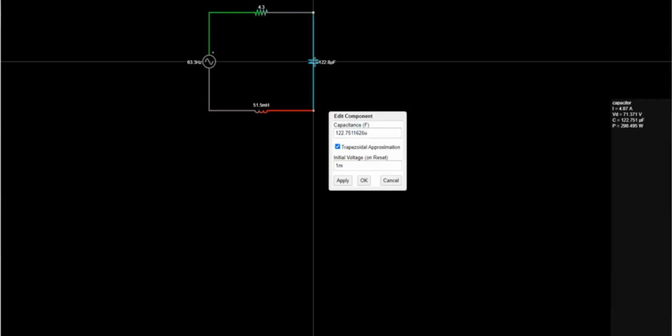Your capacitor value is 122.7511626 µ. Where did that number come from? It came from the problem where it said, hey, what does the capacitance need to be for resonance? So for my numbers, it was 122.751626 µ, which means microfarads.